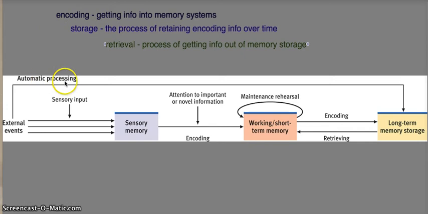So the 3 steps of the information processing model: encoding, getting the information in; storage, sticking it somewhere; and retrieval, getting it out of that storage. And this is the diagram that helps you also understand it as well. Sensory memory to working memory is that encoding process. Working memory to long-term memory is the storage process, also a little encoding. And then long-term memory back to short-term memory is the retrieval process.